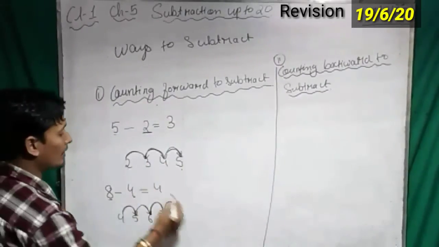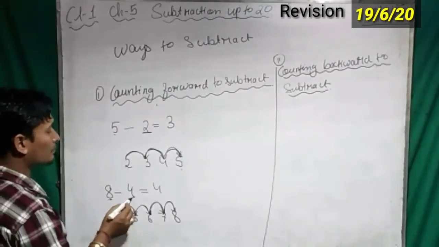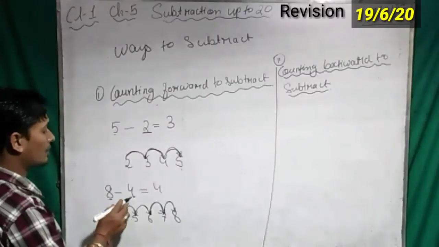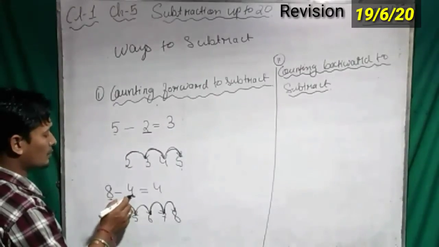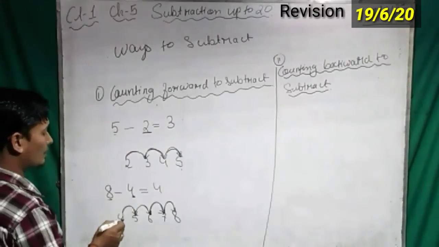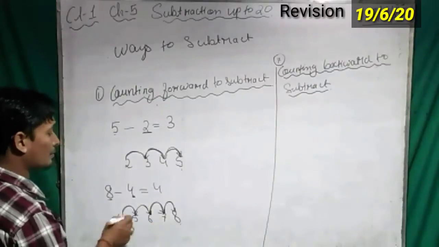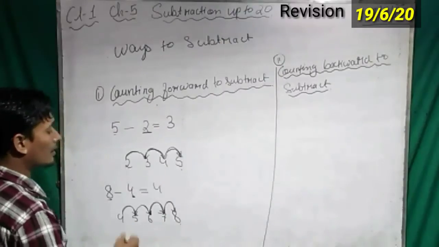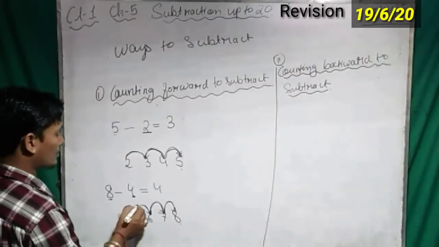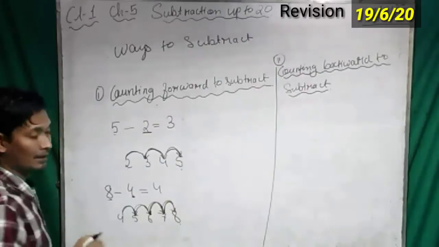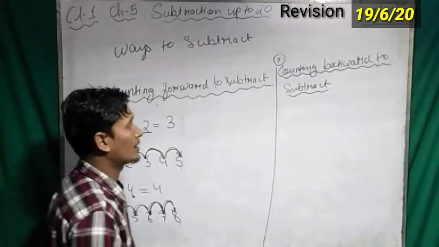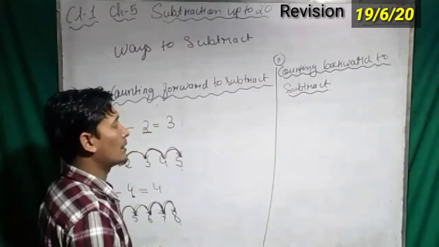Got it, children? We have to jump forward, and keep it in mind, we have to start from the smaller number in the question. This is the smaller, yes or no? And we have to reach up to 8 by jumping forward. Don't jump this way. We have to jump to the right side. So 1, 2, 3, 4. Clear? Okay. And now see here, counting backward to jump.